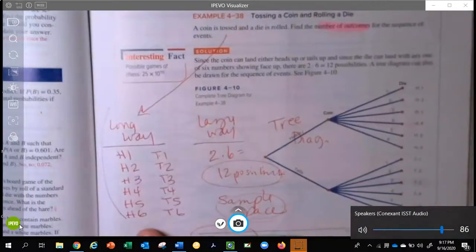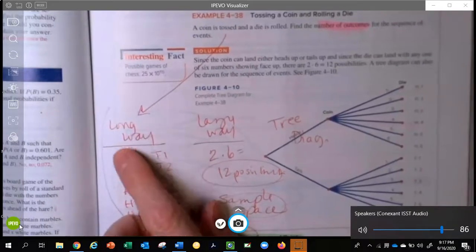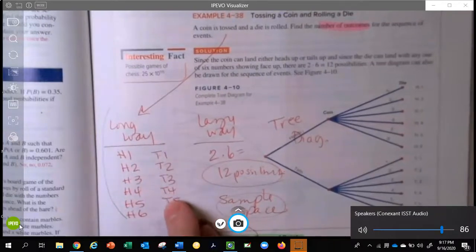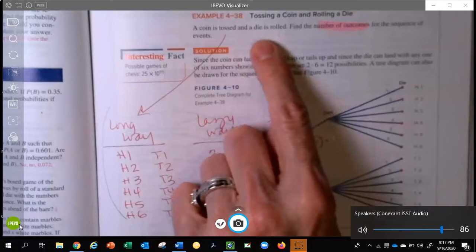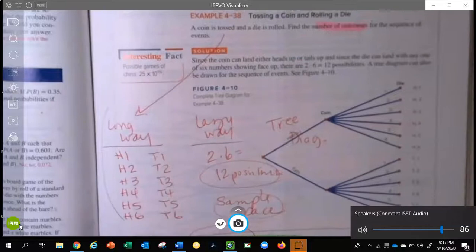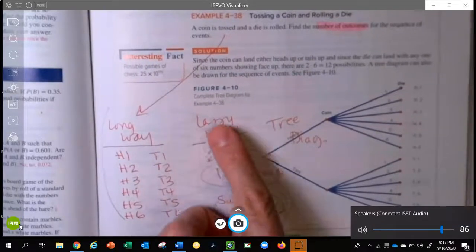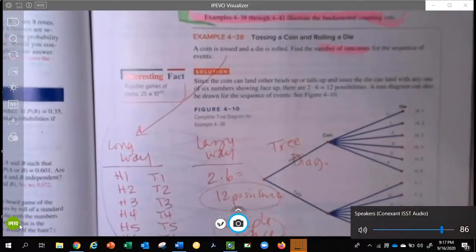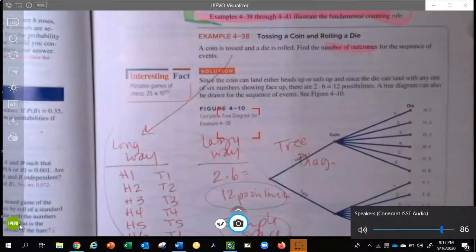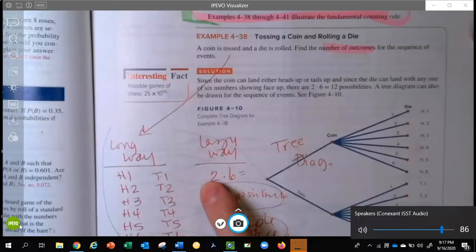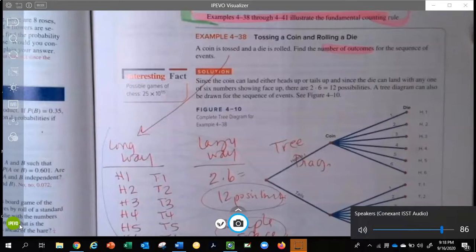There is a long way, and I'm all for it, where you could figure out here the flipping of the heads and tails and then getting something on the die. And that's what it's asking. A coin is tossed and a die is rolled. And so you can look at this and you can count up the outcomes. You can do a tree diagram, and it's also going to get the same amount of outcomes. But you notice in the middle, I have what's down as the lazy way, and that's the fundamental counting rule. You have two possibilities on the coin, six on the die. 2 times 6 is 12. So there are 12 possibilities.